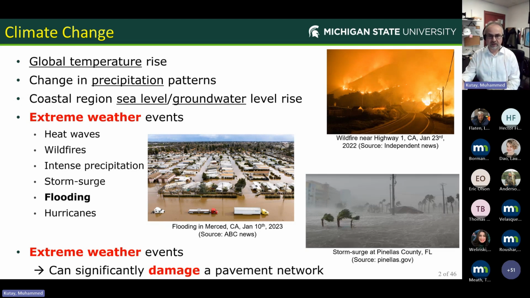It could be heat waves, wildfires, intense precipitation, storm surges, flooding, flash floods, hurricanes, and all these extreme events that are not expected in a pavement's life can cause significant damage. We'd like to know how much damage these events can cause on the pavement network and what we can do to mitigate that. Our particular focus is flooding. So you're going to be hearing mostly about the effect of flooding on pavement performance.